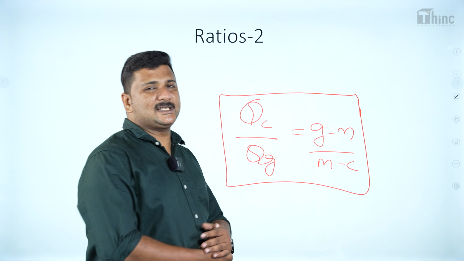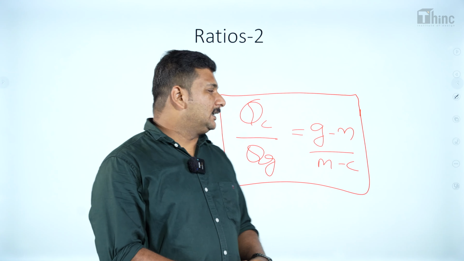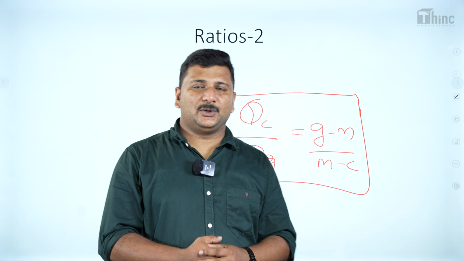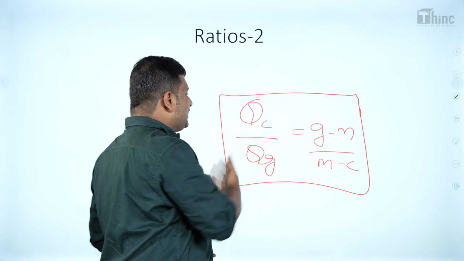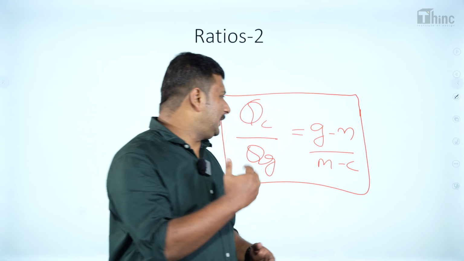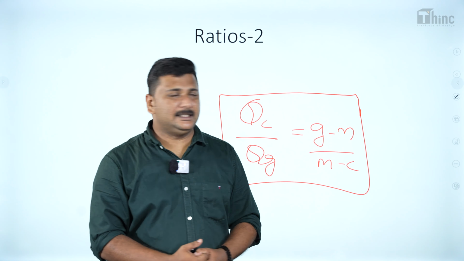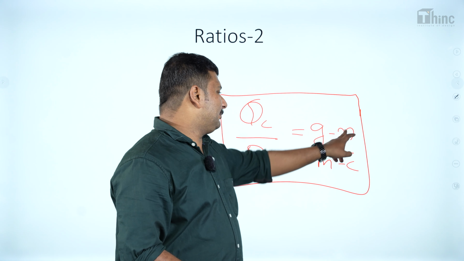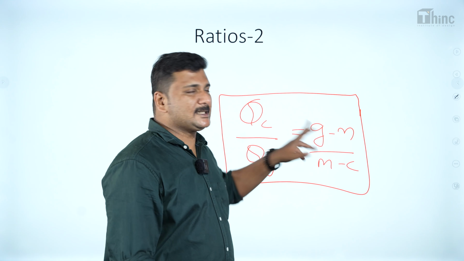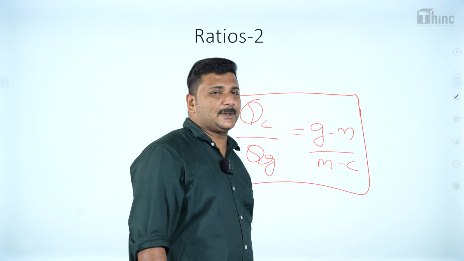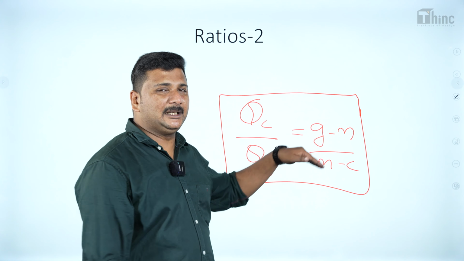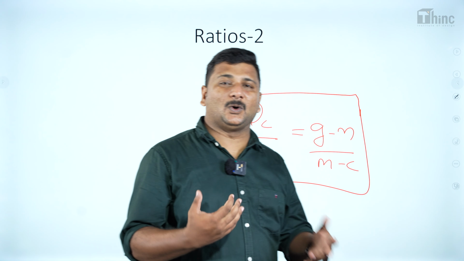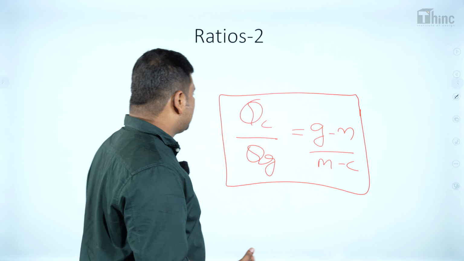What is QC? QC means quantity of cheap and QG means quantity of good. So Q represents the quantity. And what are G, M and C? G is the price of good quality, M is the mean price and C is the price of cheap quality. So G, M and C are prices, and QC and QG are the quantities. Okay, let's get it moving.